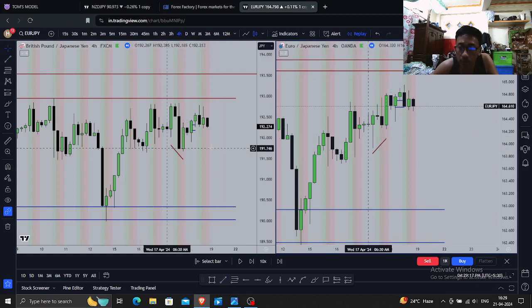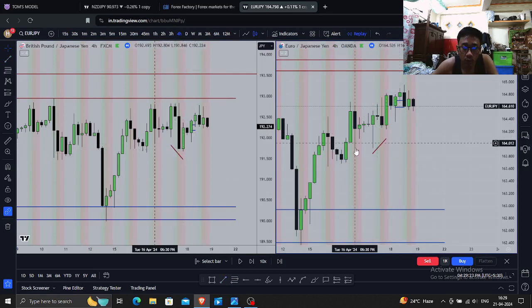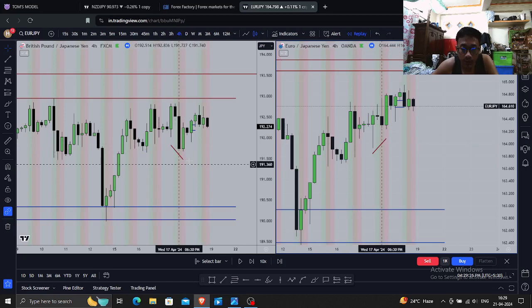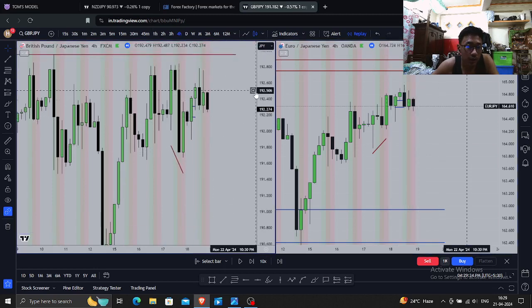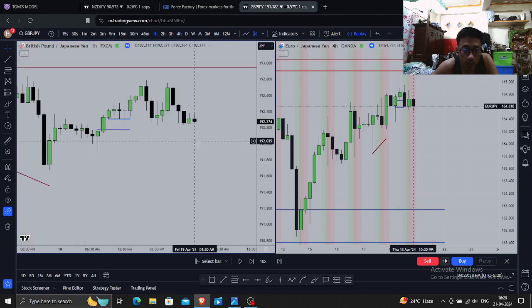Have you seen this? Euro is more stronger as compared to the GBP. So we have a higher time frame SMT divergence confirmation, and from 4 hour, let me see more clear on the 1 hour time frame.